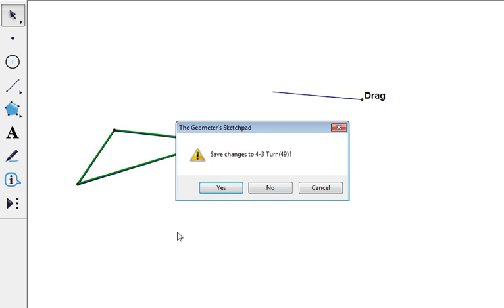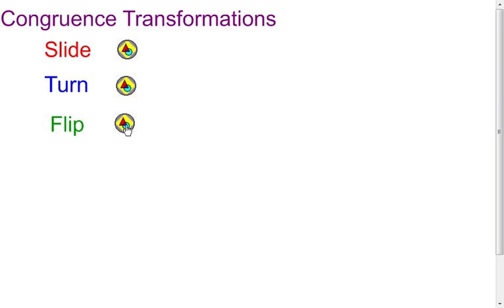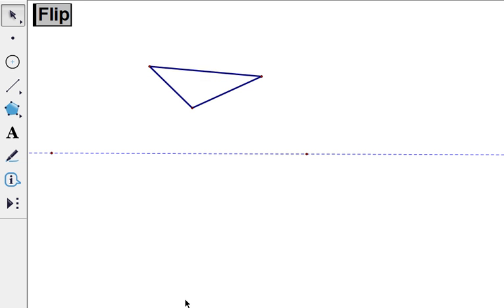The last one is the flip. So in the flip, it's going to flip over a line. In this case, I have a horizontal line. My blue triangle is going to flip over it and it ends up down here. So notice it just totally flipped or reflected over that line.